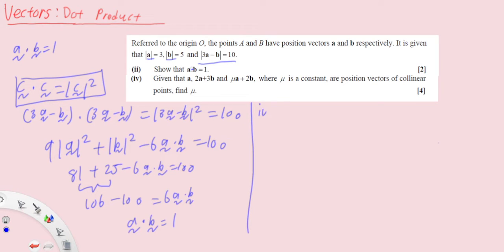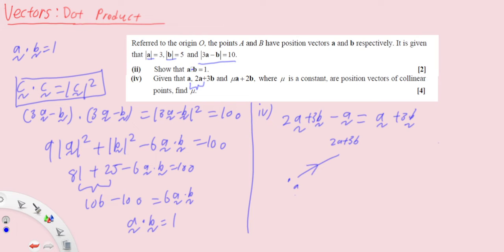How about part 4? This is very different, nothing to do with the dot product, but instead revisiting the idea of collinearity. Given that vector a, vector 2a plus 3b, and vector mu a plus 2b are collinear, find mu. We already know that if they are collinear, then they are parallel. So let's take the first vector, 2a plus 3b minus a, which gives a plus 3b. Let's say this is point A, and then this is point 2a plus 3b.